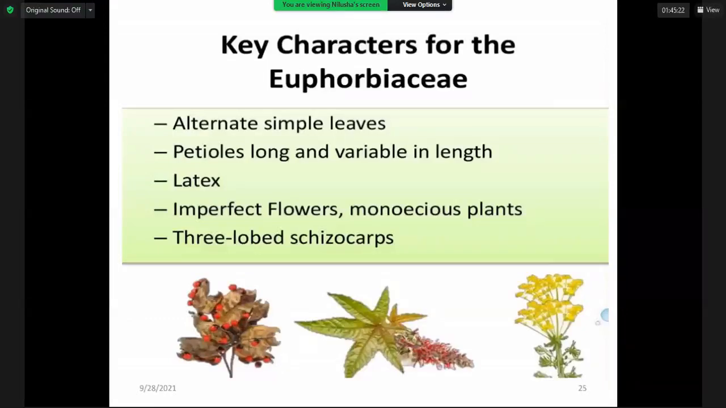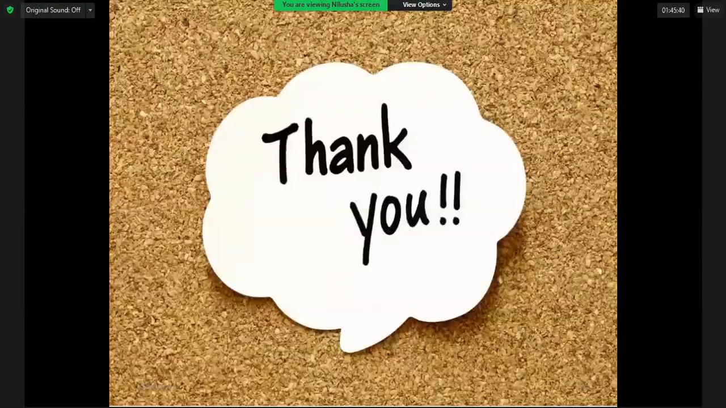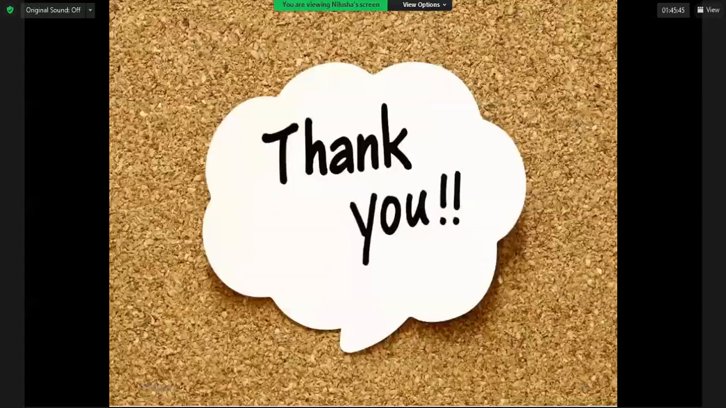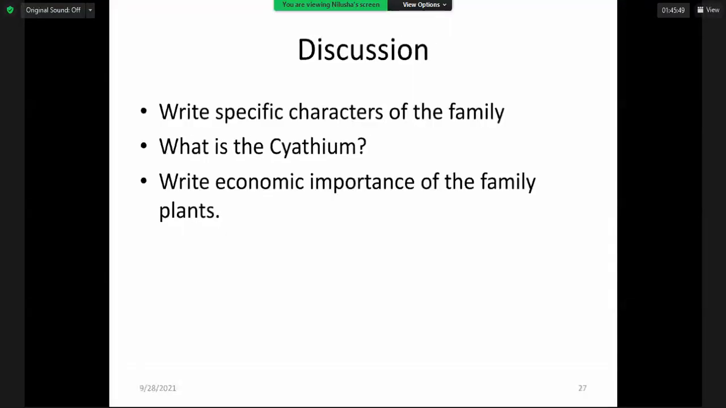They have latex. In the discussion part, you want to include a specific character of this family, Euphorbiaceae, and which cyathium you want to refer to. Also write more on the economic importance of Euphorbiaceae family plants, and include the difference between the bract and the bracteoles.